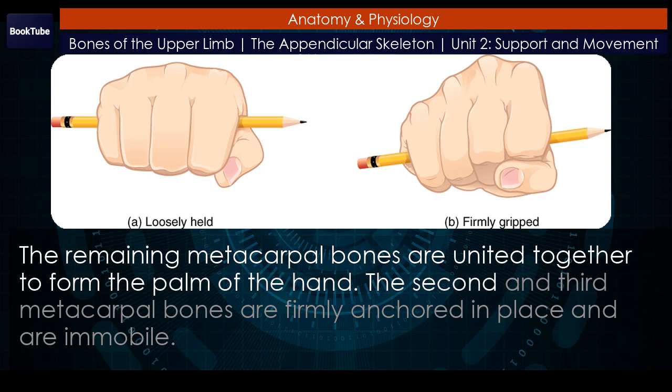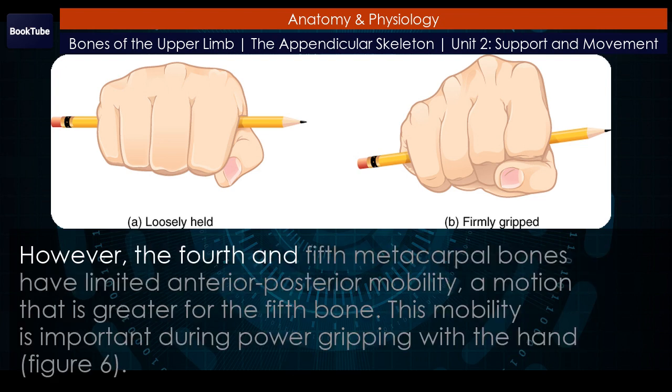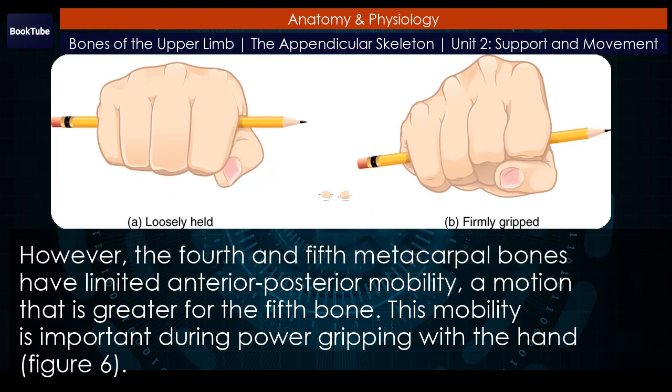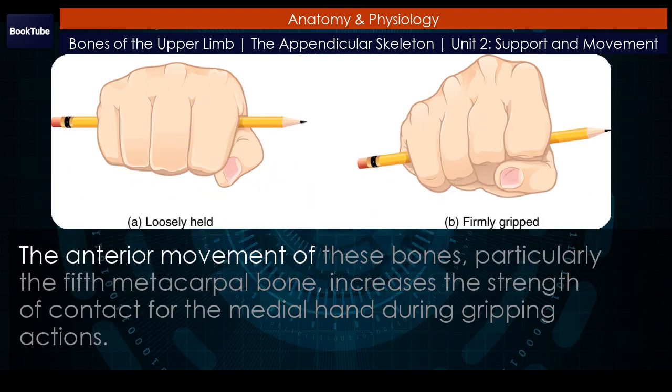The second and third metacarpal bones are firmly anchored in place and are immobile. However, the fourth and fifth metacarpal bones have limited anterior-posterior mobility, a motion that is greater for the fifth bone. This mobility is important during power gripping with the hand. Figure 6. The anterior movement of these bones, particularly the fifth metacarpal bone, increases the strength of contact for the medial hand during gripping actions.